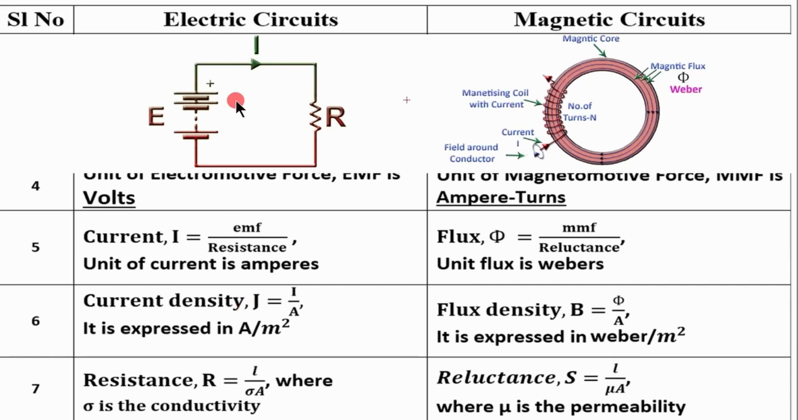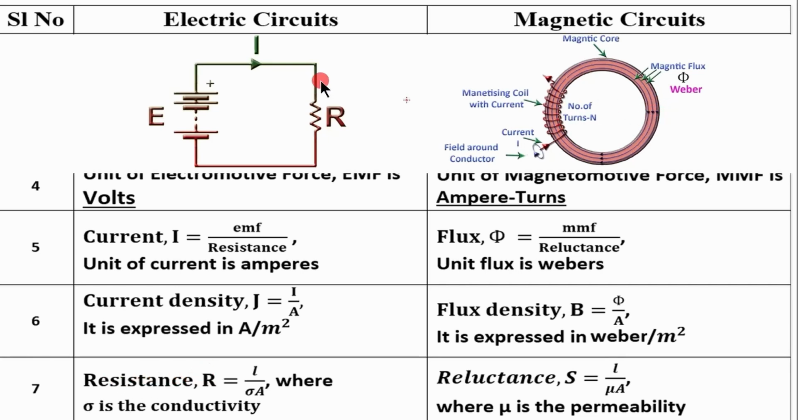Current density J of an electric circuit is current I divided by area of cross section of that conductor. It is expressed in amperes per meter square, while flux density B of a magnetic circuit is phi divided by A, that is area of cross section. It is expressed in Weber per meter square.